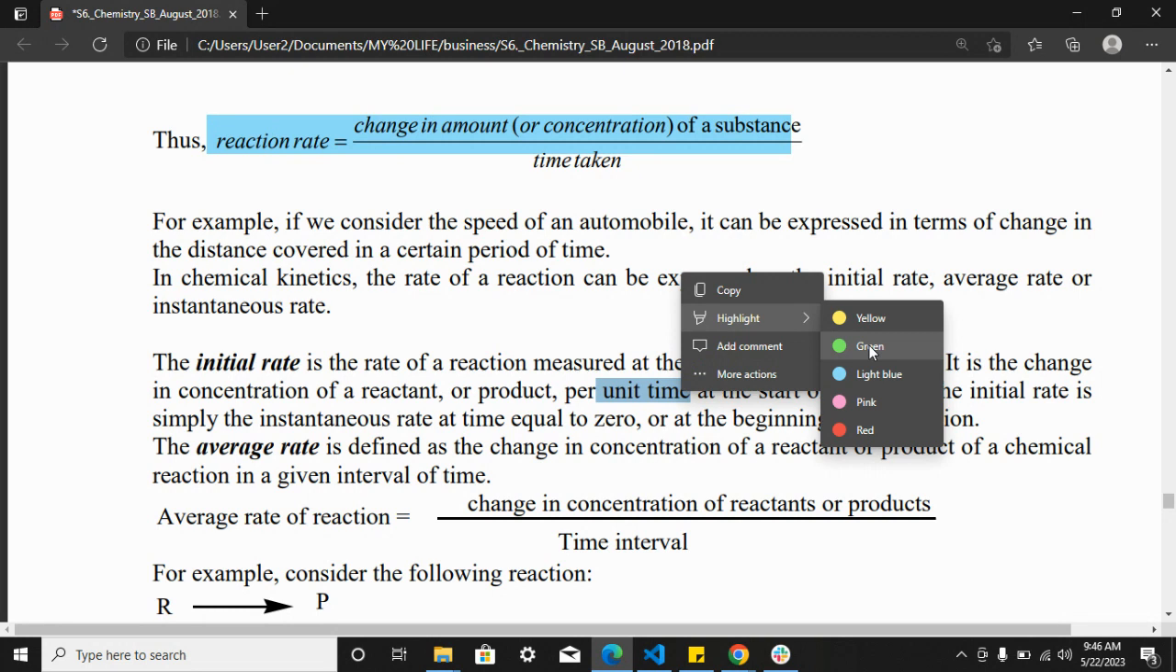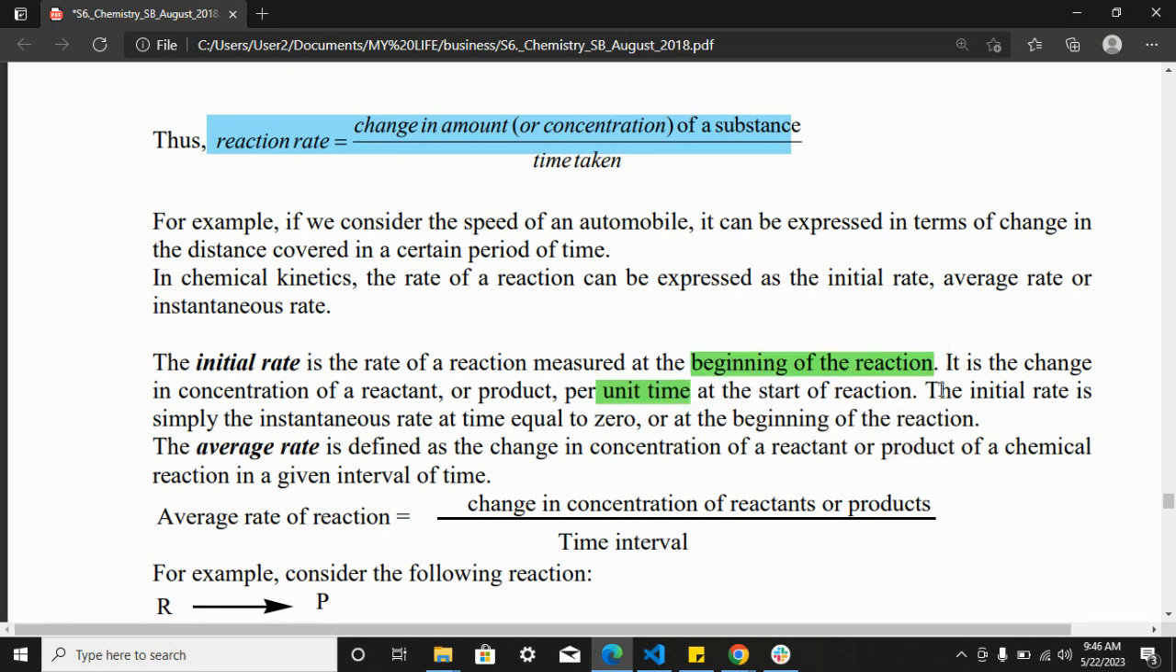So at the start of a reaction, the initial rate is simply an instantaneous rate at time equal to zero, or at the beginning of the reaction. Uvuga ngo ni instantaneous rate ya mbere, time mbega tugitangira, time which is equal to zero, mbega at the beginning.